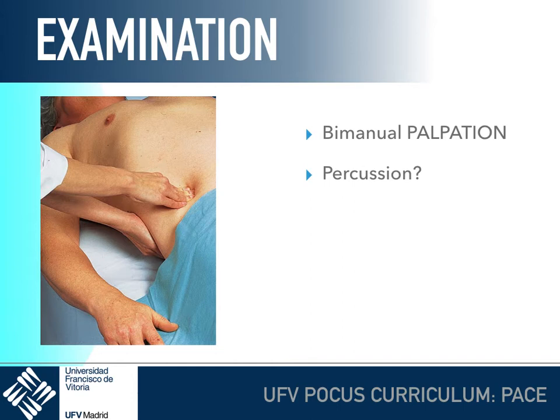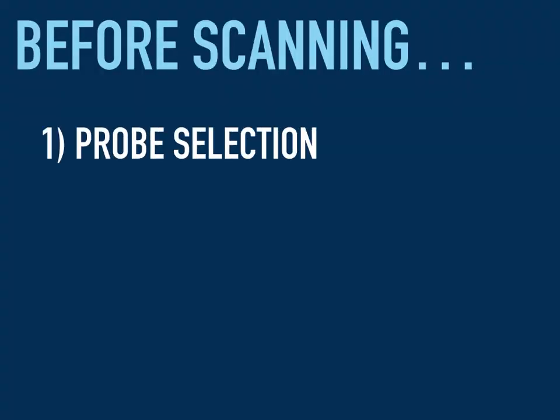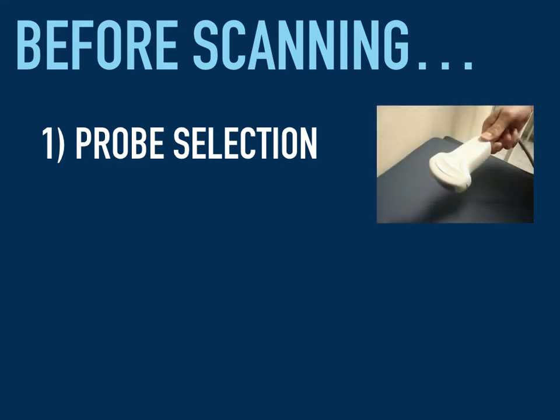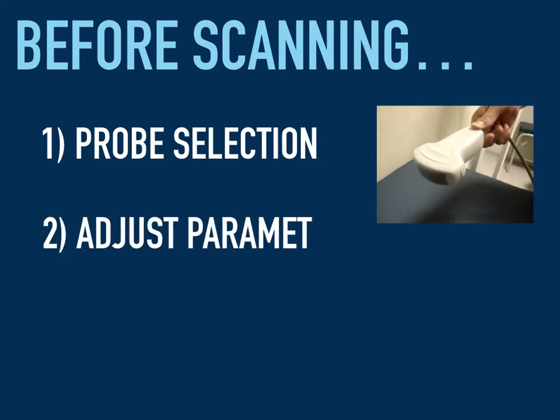The classical way to examine the kidneys is by manual palpation. In some textbooks, we can read about percussion as a tool for assessing the kidneys as well, but it's really tough and difficult to assess them with just this technique. So before scanning, we need to, again, select the probe, and the probe would be the curvilinear as well.